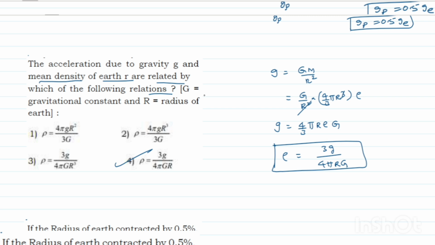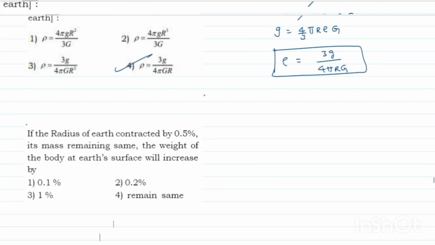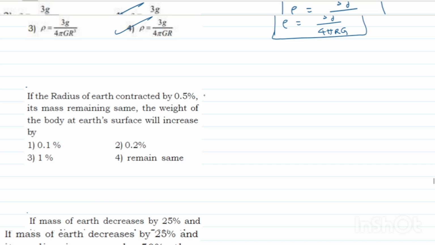Now the next question says, if the radius of the earth is contracted by 0.5 percentage and mass remains same, the weight of the body on that surface will increase by how much. You know the relation between small g and capital G: g equals GM by r square. The radius of the earth decreases by 0.5 percentage, and mass remains same. Here G is a constant value, so you can relate g is inversely proportional to r square.